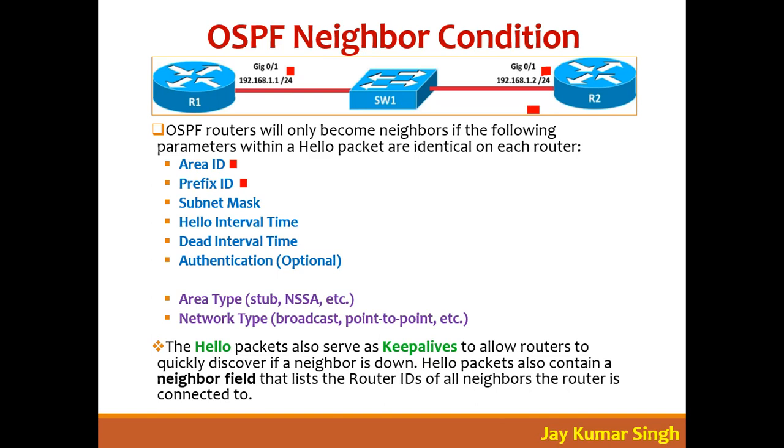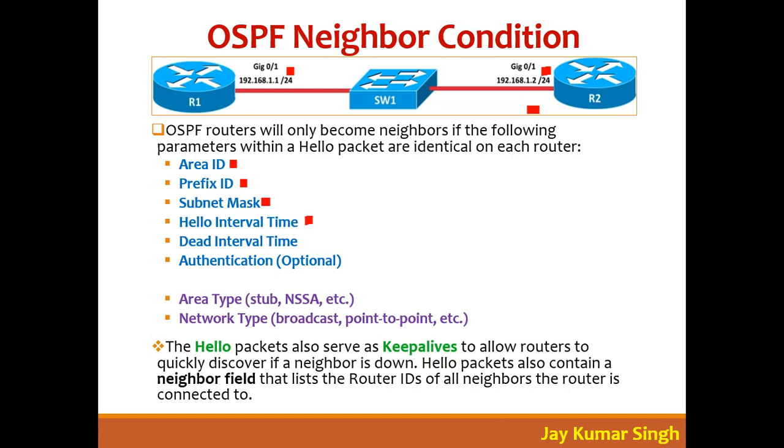Now, subnet mask must be the same. Prefix means whenever you see a slash like this, it is a prefix, and when you see 255.255.255.0, that is a subnet mask. It's the same thing, but the writing method is different. That's why they call it a prefix and a subnet mask.